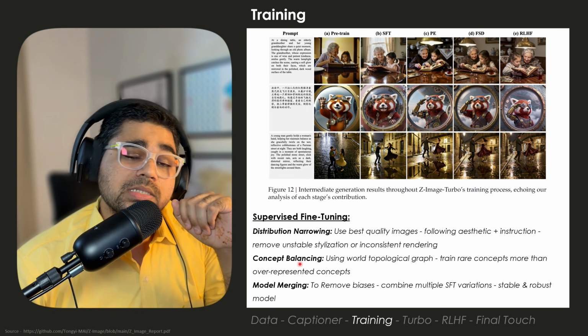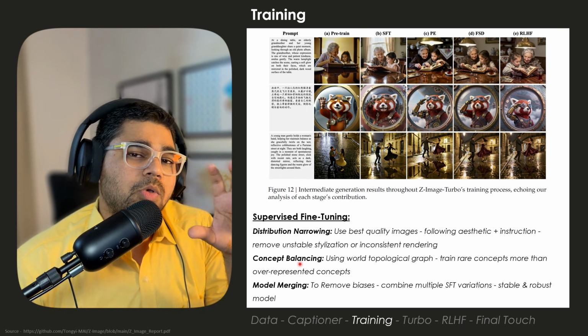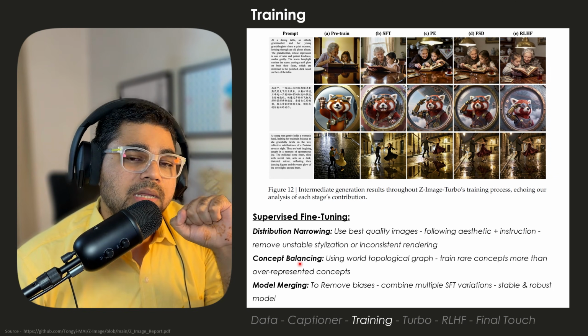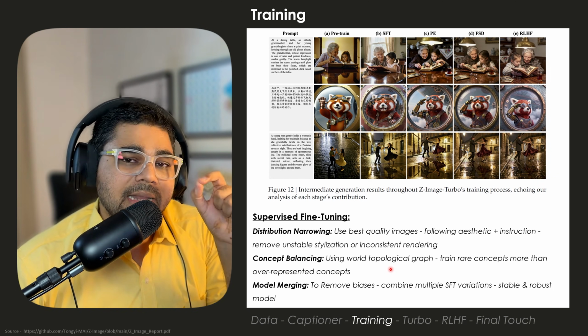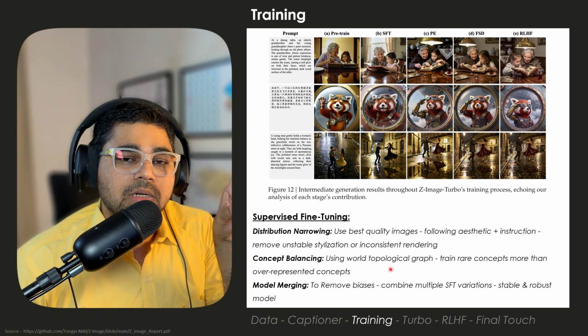The next one is concept balancing. Now again, because this model is only trained on 6 billion parameters, there might be some rare concepts which might not exist. So to add these, they look back at the world topological graph.